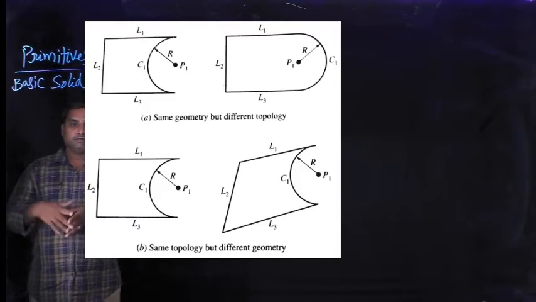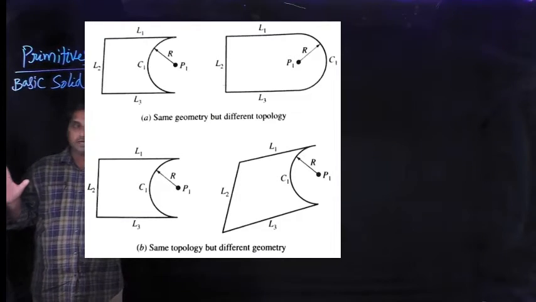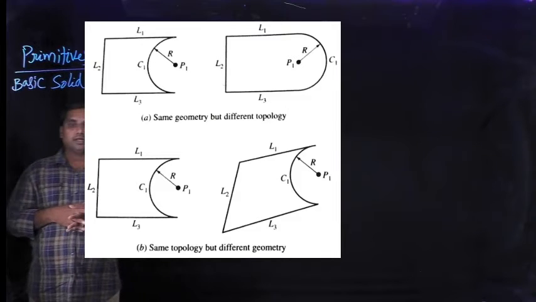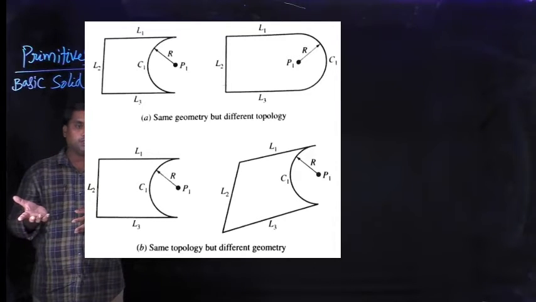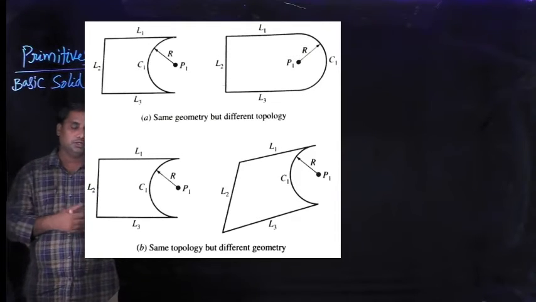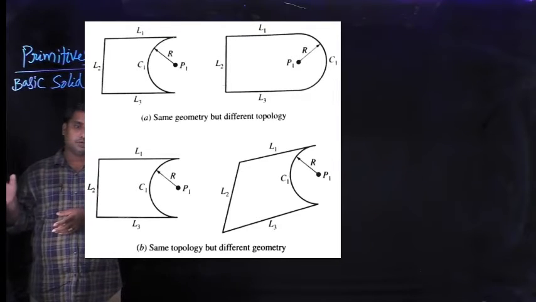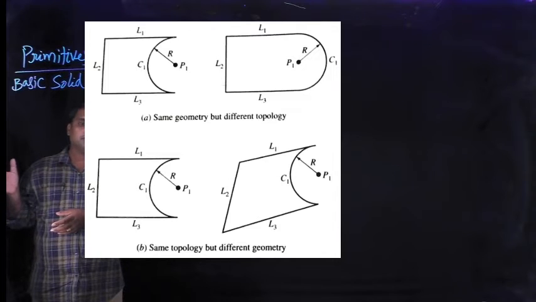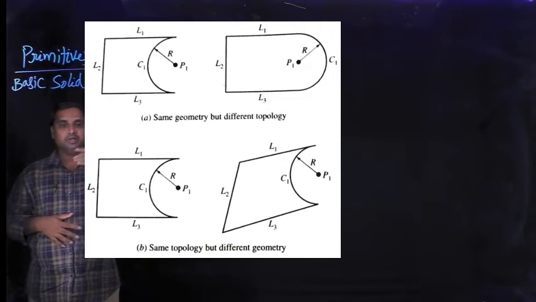Suppose you go for the bottom diagram. There again, same elements L1, L2, L3, circular arc C1, and on the right side also L1, L2, L3, circular arc C1. But here the angle has been changed. At the same time, the position of the center of the circular arc C1 has also been changed. Hence, the geometries are the same: L1, L2 same length, L3 same length, C1 same length, but their angles are different. The angle is nothing but a dimension. Hence, same topology, connectivity is similar, but geometry is different.